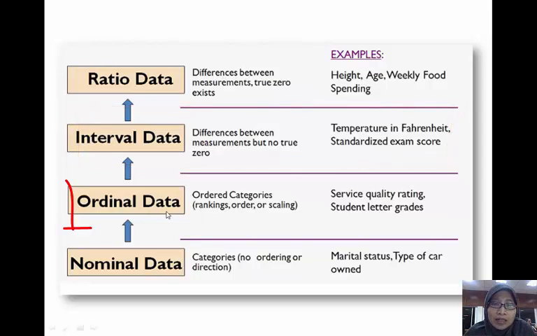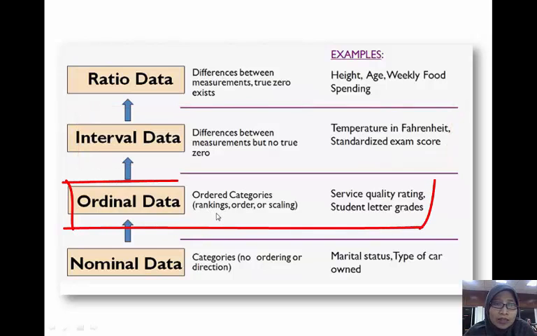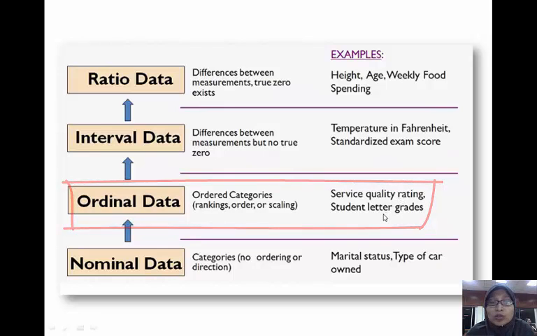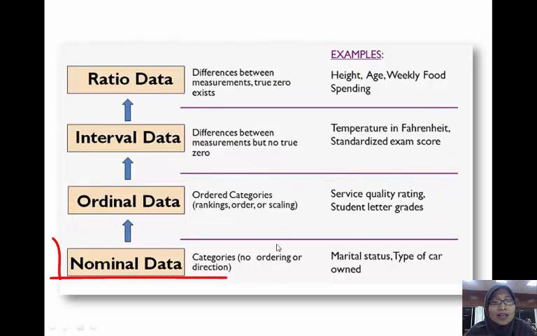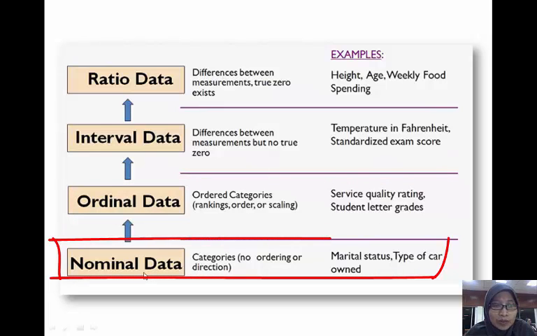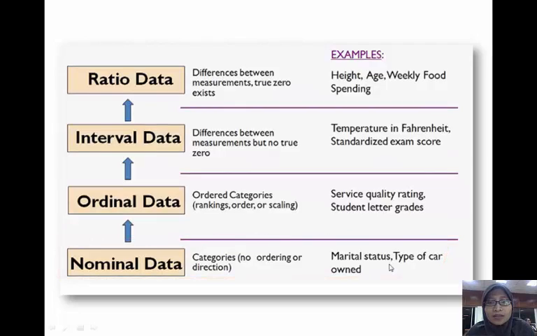Next is ordinal data, which we call ordered categories. For example, quality ratings, student letter grades. And the last one is nominal. Ordinal and nominal are both categories, but ordinal is ranking, ordered. Meanwhile, nominal has no ordering or direction. For example, marital status, gender, type of car, and others.